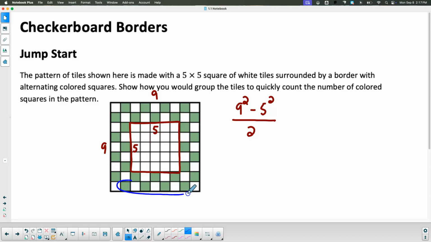Other patterns that I saw today, one group noticed that this was always a group of 4 down here. So they went 4 times 4. Because then that group of 4 was always on the outside edge. There was always 4 colored tiles on each side of the outside edge. And then on the inside edge, there was 3. And that's how they got their pattern.